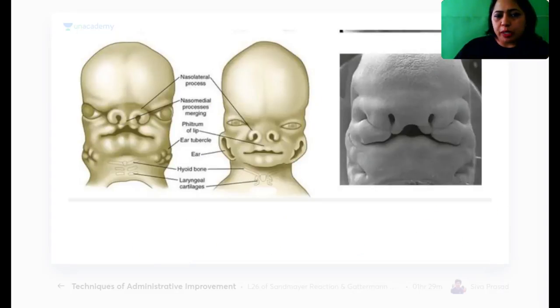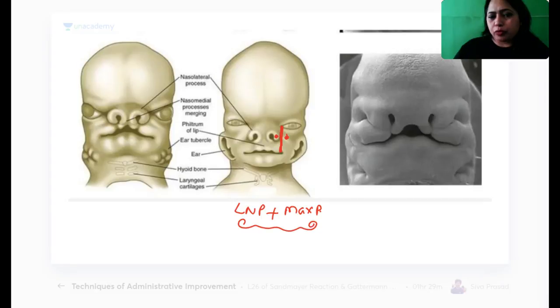Yes, here I can show you because it is developed. If there is a gap here, what is that called? That's called oblique facial cleft. Okay, that is because of non-fusion of lateral nasal process with the maxillary process. So these two, lateral nasal process and maxillary process, when they do not fuse, that results in oblique facial cleft.